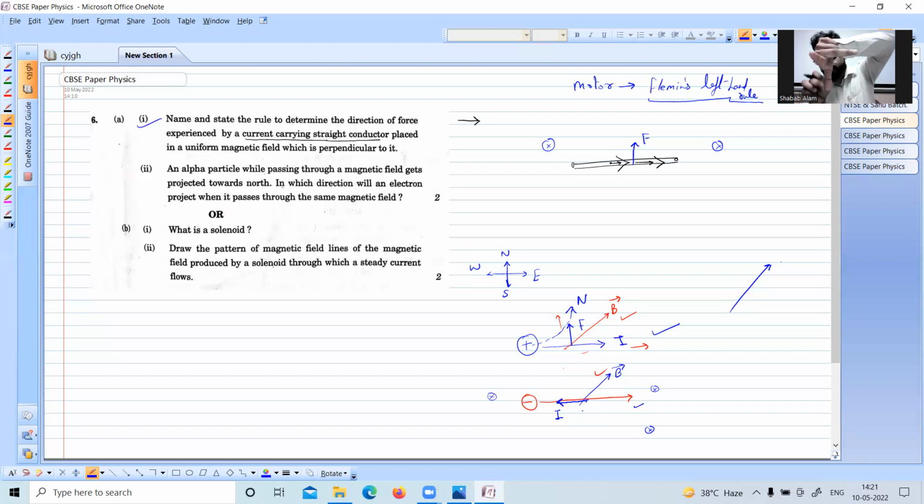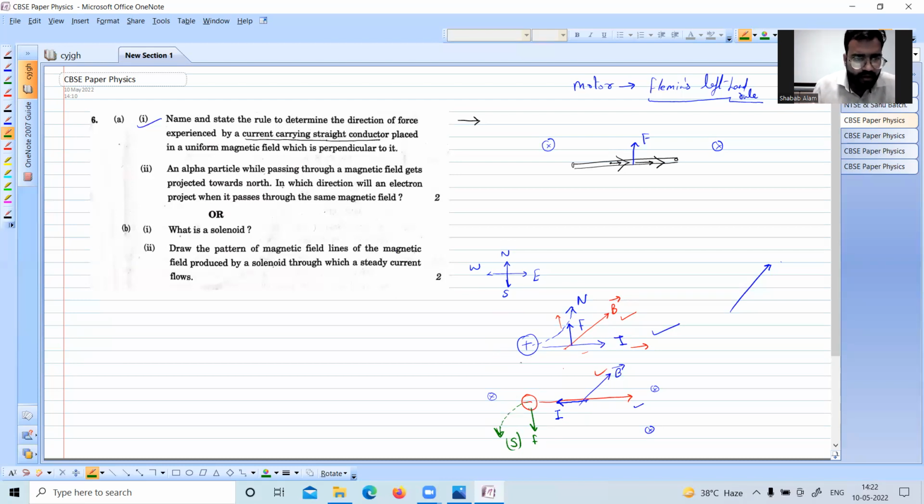Now, as we can see, the thumb is going downward. So it means that the charges will experience the force in the downward direction, so they will tilt themselves towards the south. So the answer is they will be projected towards the south, as the alpha particles were projected towards north.